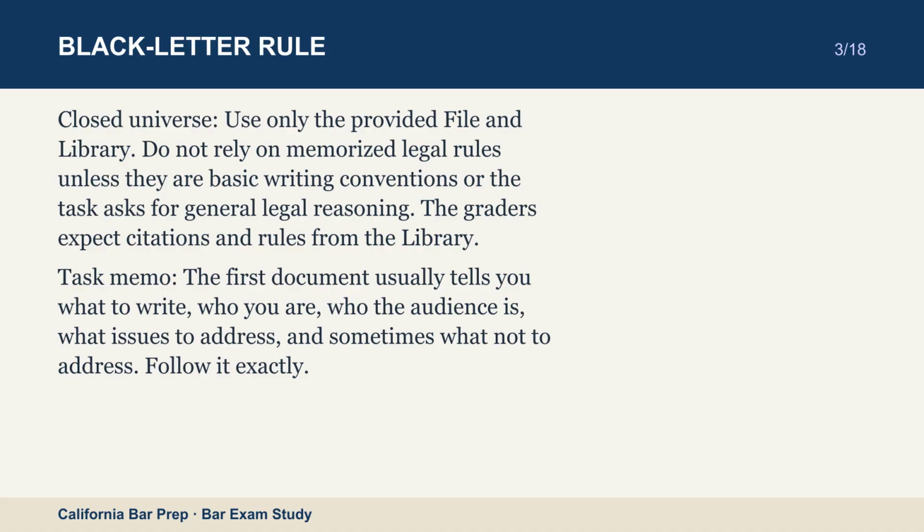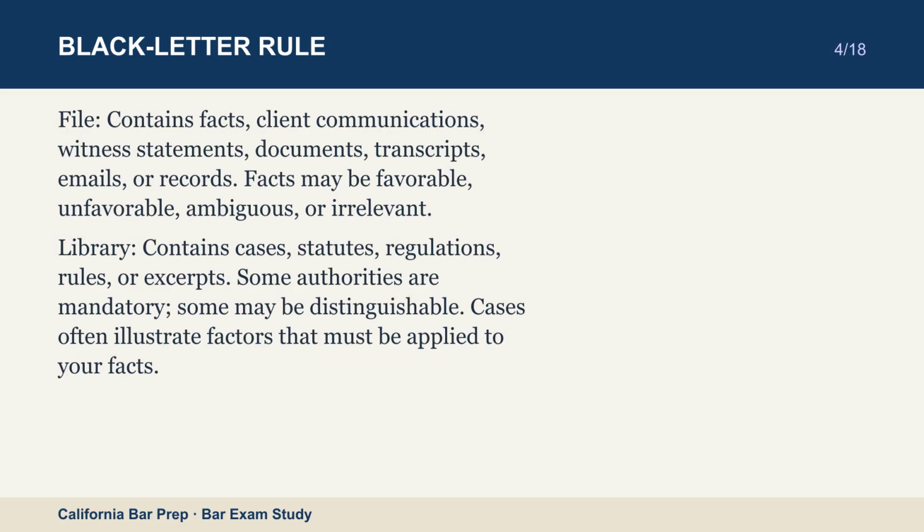Task memo. The first document usually tells you what to write, who you are, who the audience is, what issues to address, and sometimes what not to address. Follow it exactly. File. Contains facts, client communications, witness statements, documents, transcripts, emails, or records. Facts may be favorable, unfavorable, ambiguous, or irrelevant. Library. Contains cases, statutes, regulations, rules, or excerpts. Some authorities are mandatory, some may be distinguishable. Cases often illustrate factors that must be applied to your facts.